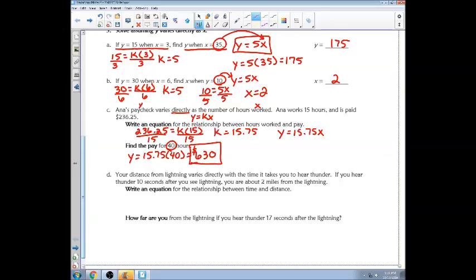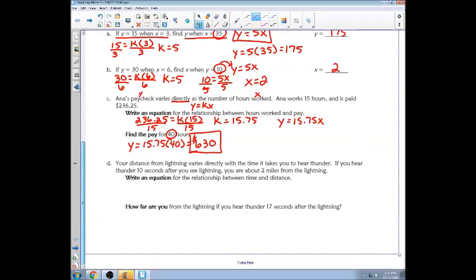Okay, D. Your distance from lightning varies directly with the time it takes you to hear thunder. If you hear thunder 10 seconds after you see lightning, you are about 2 miles from the lightning. So again, directly is right here. So our distance is our y value, and the time would be our x value. If you hear thunder 10 seconds after you see lightning, you're about 2 miles away. So distance would be 2 miles, so I'll put that in for y.